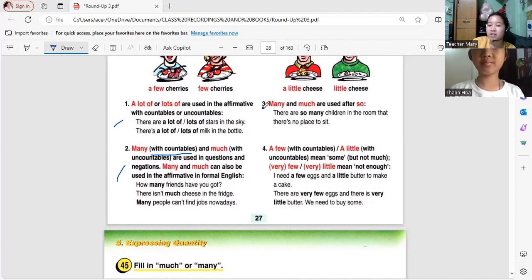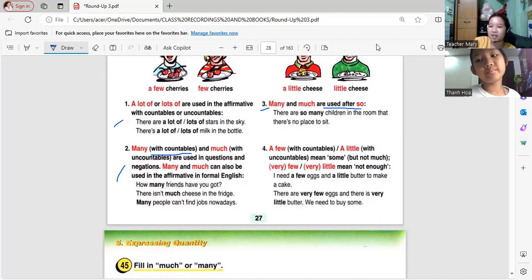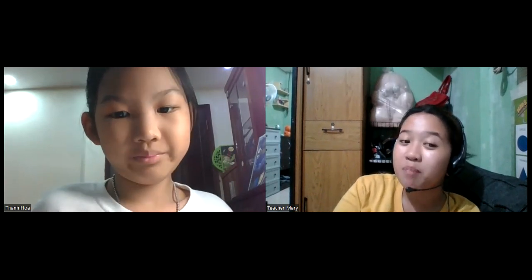And after, we will practice number three. Many and much are used after so. There are so many children in the room that there is no place to sit. Or there's so much time left for me to do this thing. Okay, so on Monday, right? We will meet again on Monday. And we will practice again to make examples for much, and we will use so. Many and much are used after so. Okay, the number three. All right, so you're on mute, Tan, but it's all right.